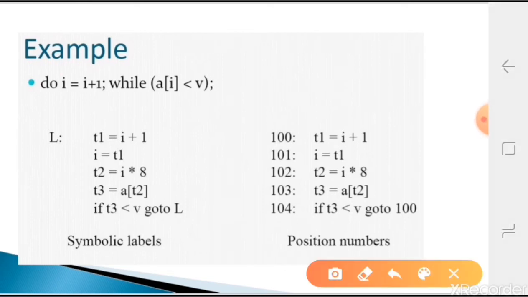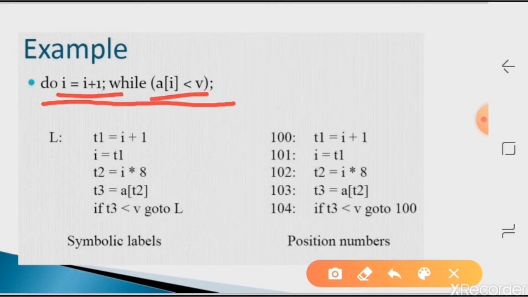This is one example. Suppose I have a do while loop: do one statement while this condition holds. First we write one expression, that is i plus 1, kept in a temporary, then assigned to i. And here this is an array, and we are considering the size of each element as 8 bytes. That's why we are multiplying i with 8.